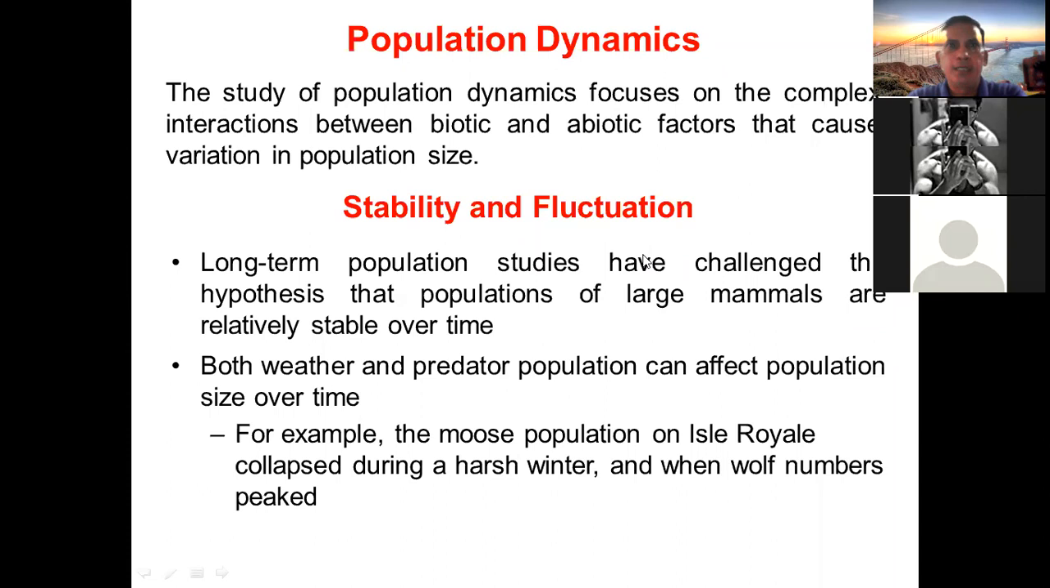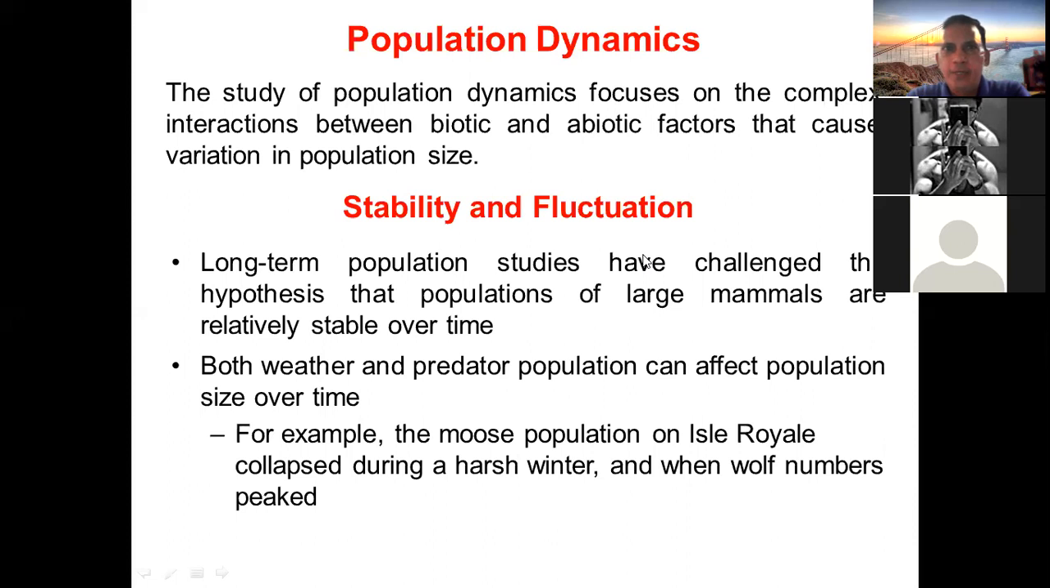So population dynamics. The study of population dynamics focuses on the complex interaction between biotic and abiotic factors that cause variation in population size. Now, there's one important point that one needs to remember: in some areas the population density is high, irrespective of whether it may be plants or animals, insects, worms. And in some areas, the population density is really scarce. It's very low. So what are the reasons which are leading to this kind of distribution?